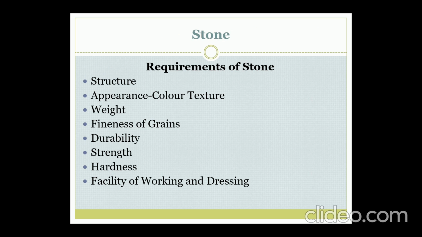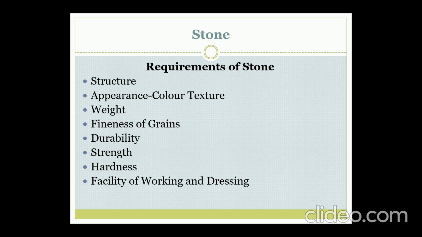Let's talk about the stone. Requirements of the stone: it should be properly structured. It shouldn't have any round shape or a particular shape which can be compressed. Appearance and color texture: the color should be bright or a dark one. The more dark it is, the more strength it has. It is said in that way, just like a basalt rock. It's an igneous rock, and the stones coming out of that rock are the strongest rocks, used in the ballast of the railways also.